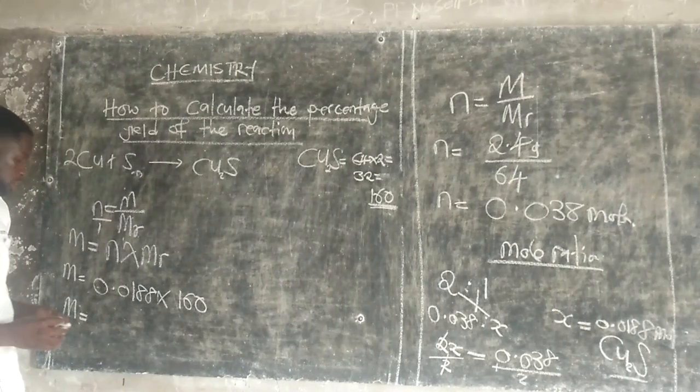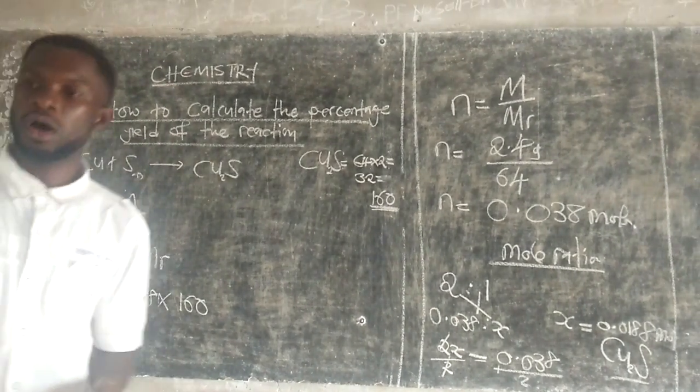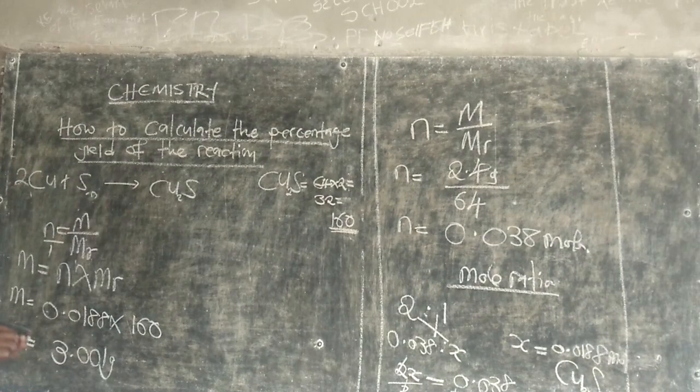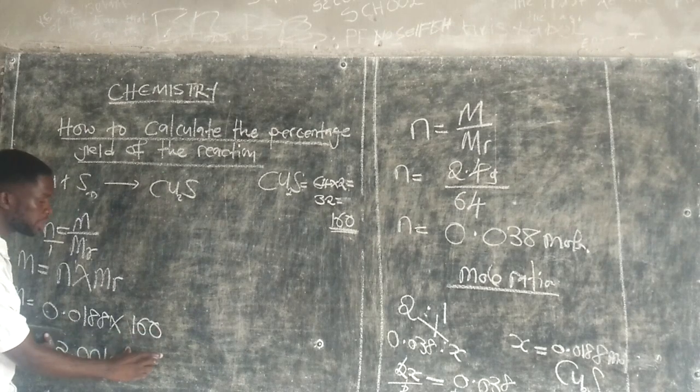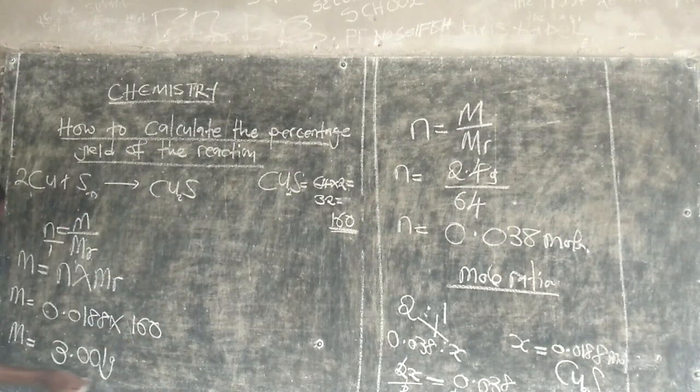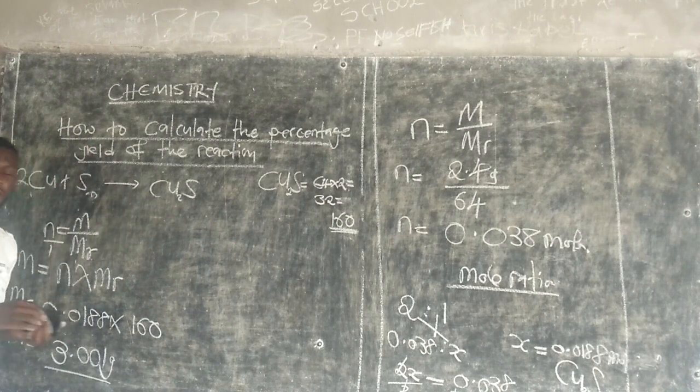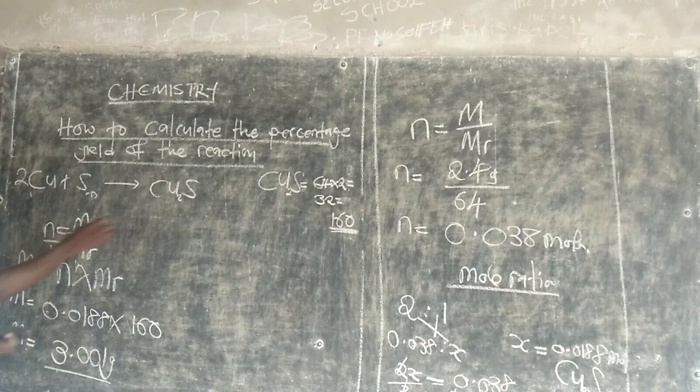Okay, so when we multiply here, we tabulate 0.0188 multiplied by the mass number, or the relative molecular mass for copper sulfate. We are going to have this one as the grams of this compound called copper sulfate. Now that we have the theoretical yield, we can calculate the percentage yield of copper sulfate.